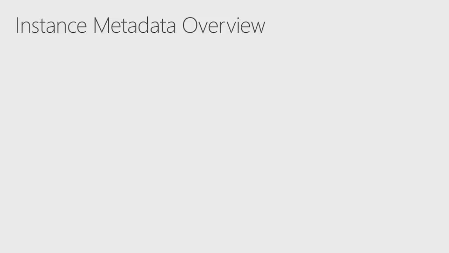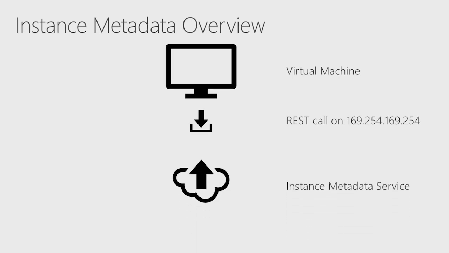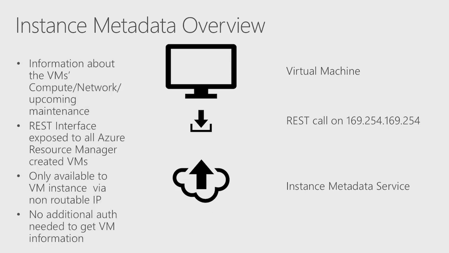A quick overview. The metadata service is nothing but a RESTful endpoint that your virtual machine can call into on a non-routable IP address local to the VM. This IP address is 169.254.169.254. A call to this address is responded to by Azure's Instance Metadata Service from the cloud, and you will get information regarding your VM's compute, network, and upcoming maintenance events.